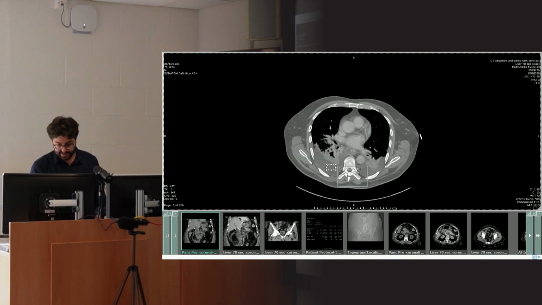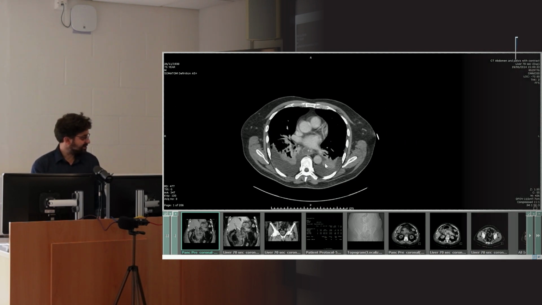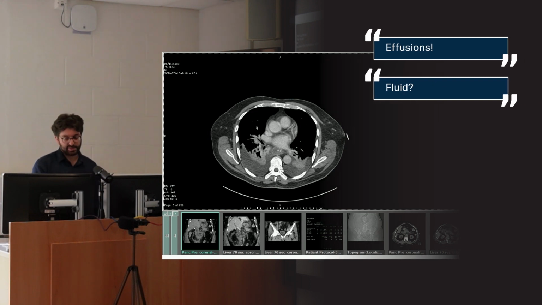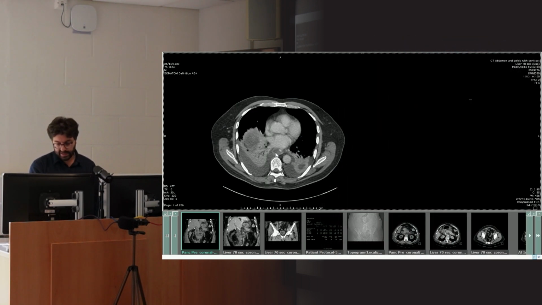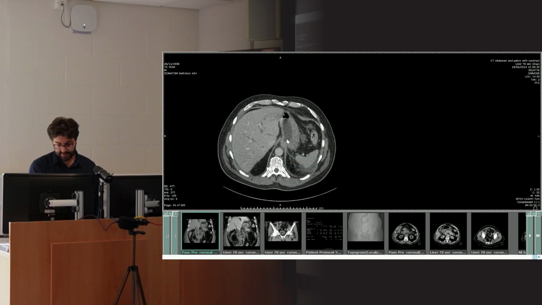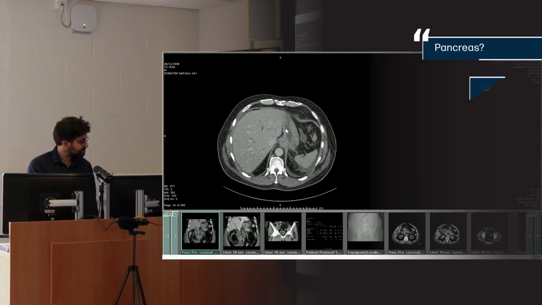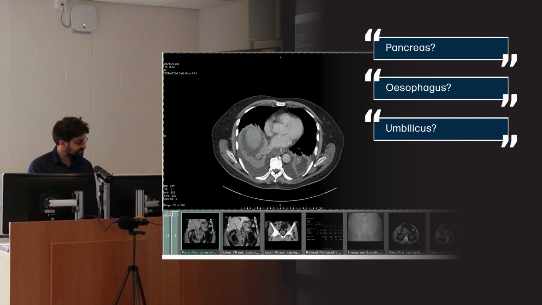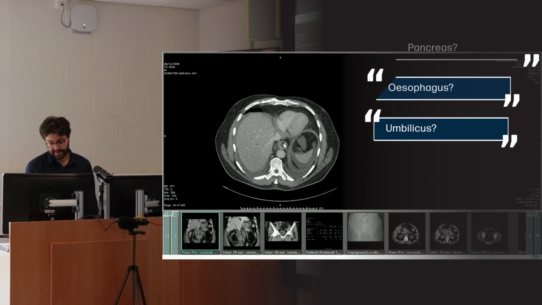So what do we think that is? This stuff here at the back. Any thoughts? Effusions, absolutely. So we've got a patient who's got bilateral pleural effusions. They've also got here, what do you think this structure is behind the heart? This is the heart. That's the aorta. What do you think this structure is? Following it down, it comes into here. It also contains fluid. Esophagus, absolutely. So this is the esophagus.